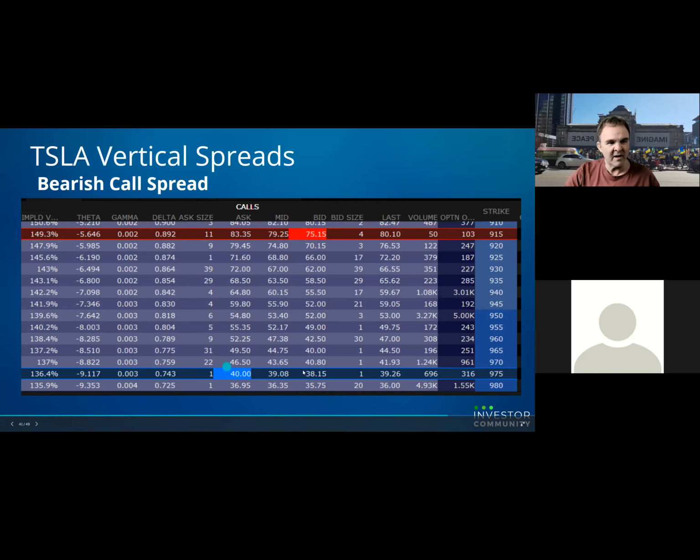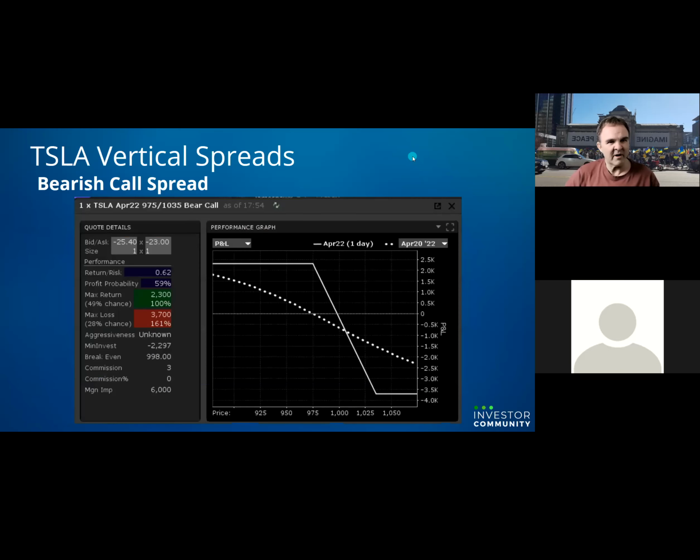So the important thing here is we've just collected $35.15 on this spread, which, remember, is multiplied by 100, so this is 3,500 bucks. So what does that look like? Now remember, this is the bearish call spread. We want to see Tesla go down, and sure enough, when it goes down, we make money. Our upside is capped and our risk is capped. Our profit probability in this is 59%, but our return for our risk is only 0.62.